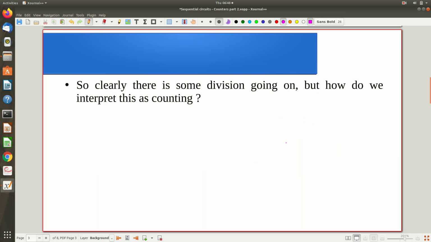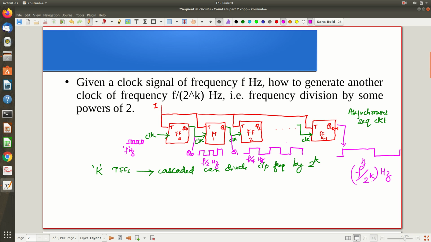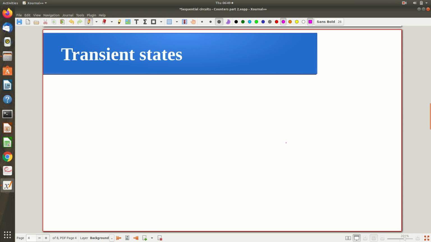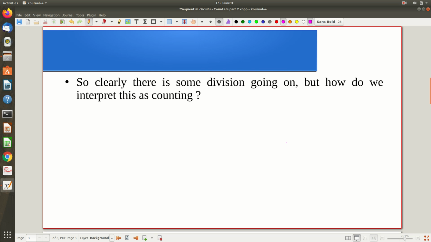Now the question is, clearly there is some division going on, right? We saw that the input frequency gets divided, and the least significant flip-flop, the first one, divides by 2, the second one divides by 4, like that. But how do we interpret this as counting? We are interested in counting, right? In between we saw this frequency division as a particular application, but it is leading to counting only, and let's see how it is leading to that counting part.